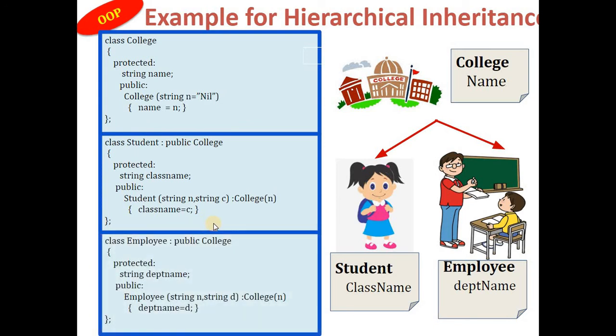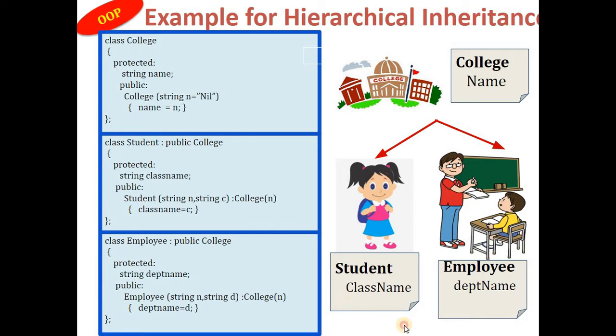Similarly, the employee class also wants to share the properties of class college. So it takes colon public college, and it declares its own department name as a protected data member. Again it has two parameters to initialize in its constructor, string n and string d. n it passes to its base class, that is college, and department name takes the second parameter d. So three classes are being defined.